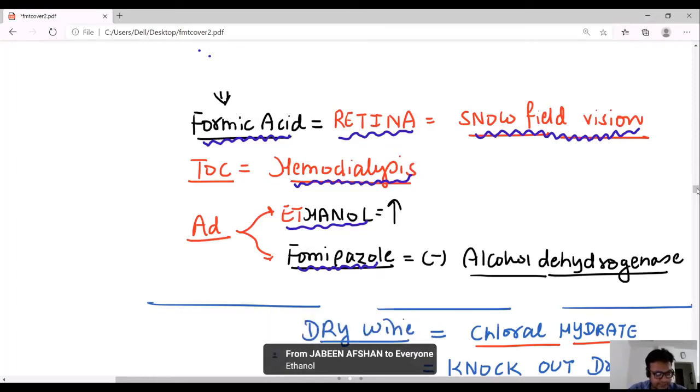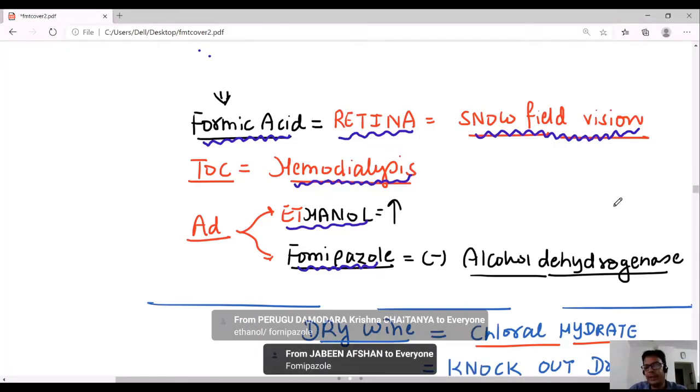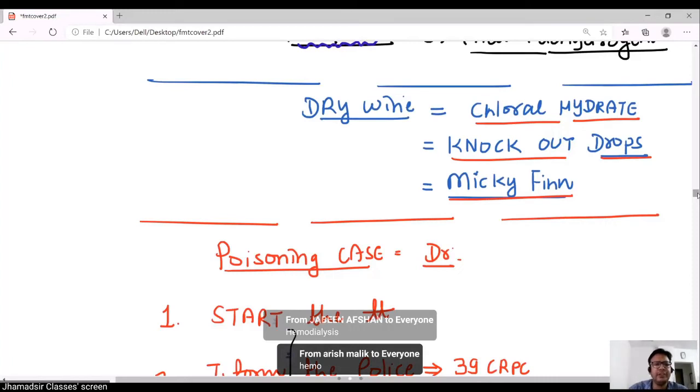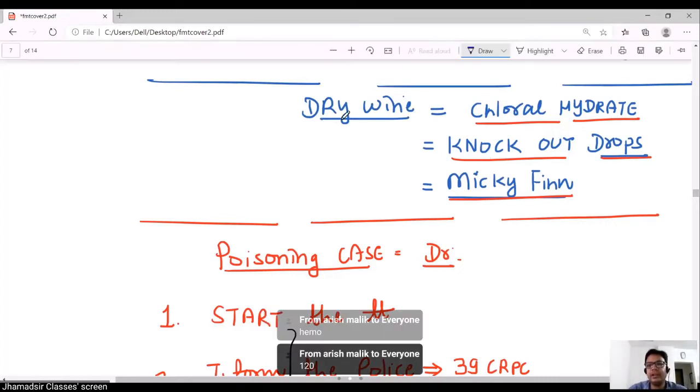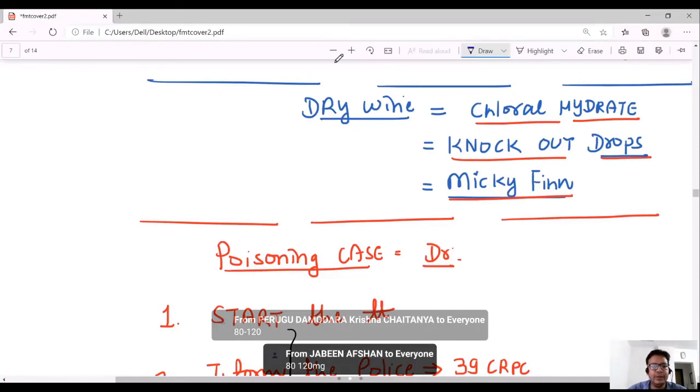Antidote of choice is ethanol. Treatment of choice for methanol poisoning is hemodialysis. Fatal dose of methanol poisoning is 80 to 120 ml.